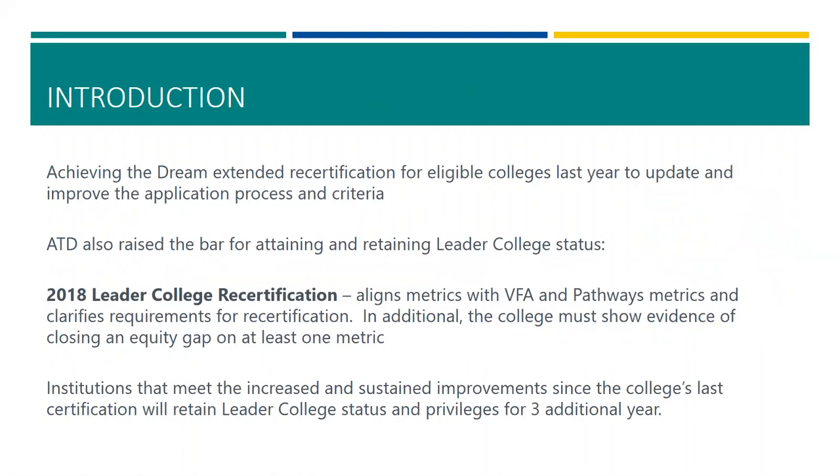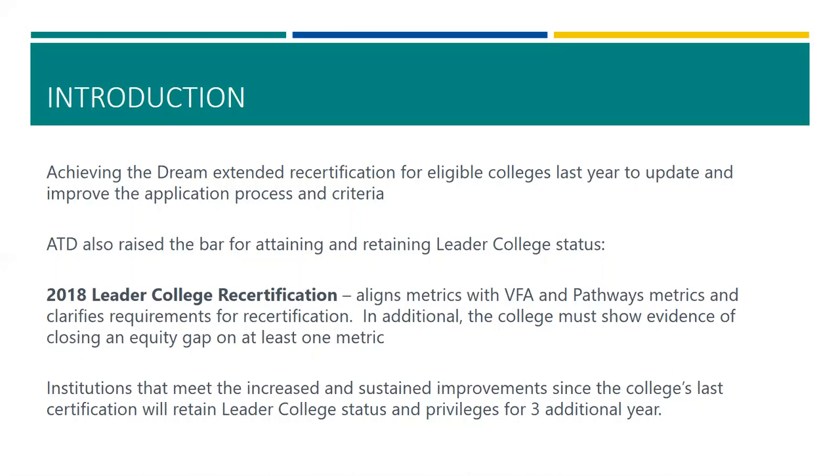As many of you know, ATD extended the recertification for eligible colleges last year. This gave us time to update and improve the application process and criteria based on feedback from our network and our own reflection of the Leader College process. Reflecting on the maturing of the ATD network and the community college reform movement, we also decided to raise the bar for attaining and retaining Leader College status, and to align student outcome metrics with the Voluntary Framework of Accountability and pathways metrics.